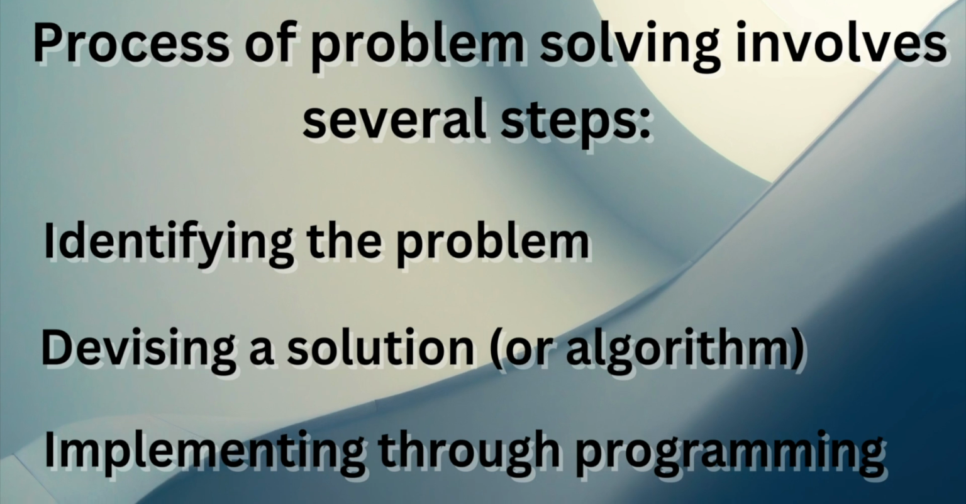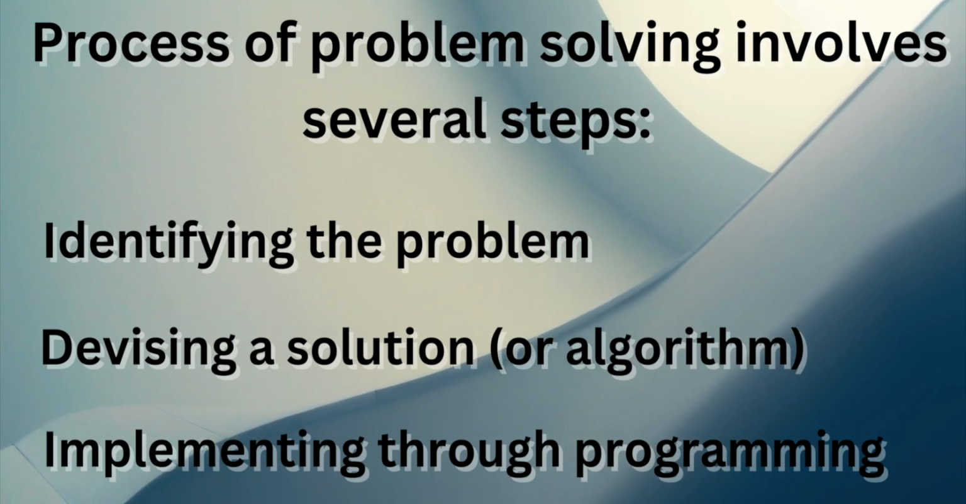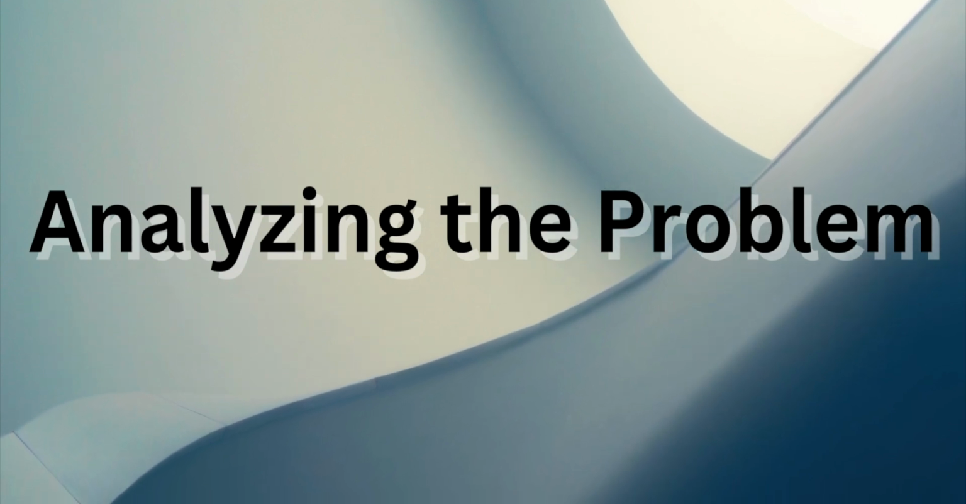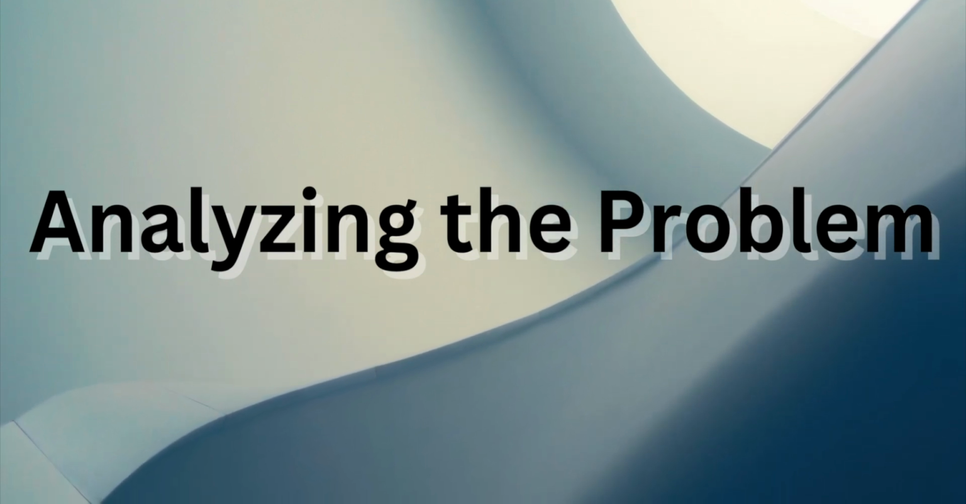1. Identifying the problem. 2. Devising a solution or algorithm. 3. Implementing it through programming. Steps in problem solving. Analyzing the problem. The first step is to fully understand the problem. This involves identifying what the inputs are and what outputs are expected from our program. Without a clear understanding, our solution might miss the mark or the result we need.